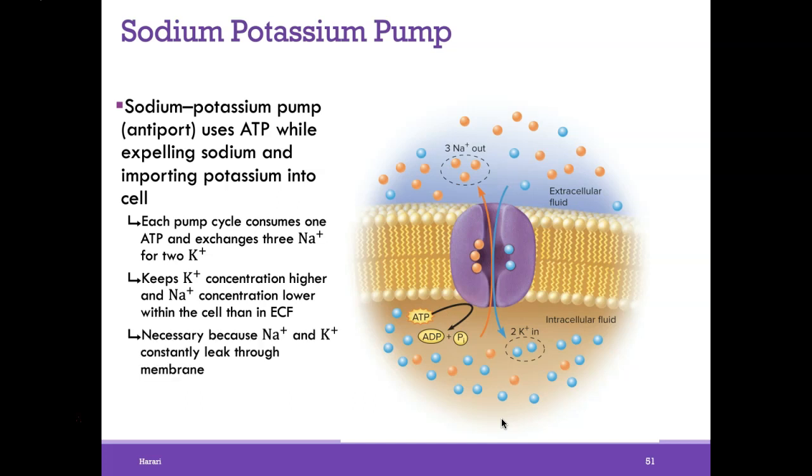And what's going to happen is sodium, since there's so much more outside, is always going to want to try to leak back in, right, to establish equilibrium. But we have to use ATP to continually pump it out to make sure the inside has less sodium and more potassium than the outside.